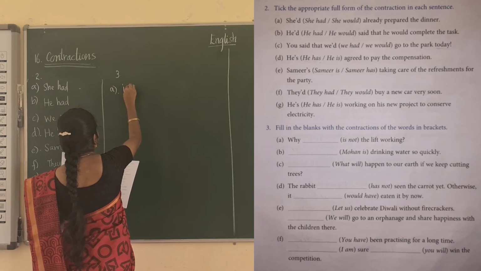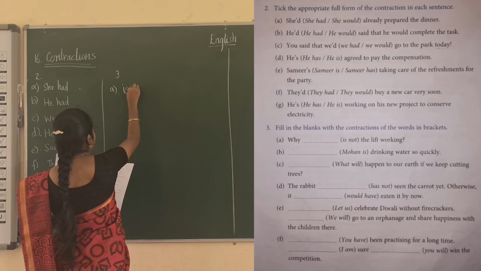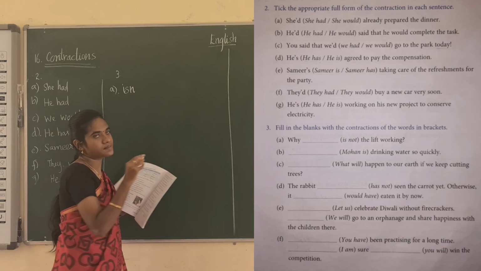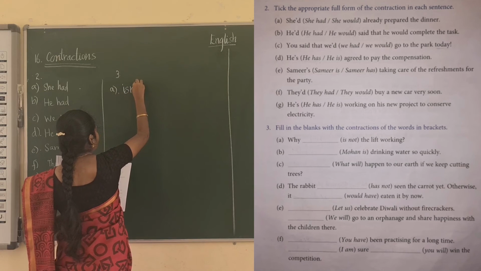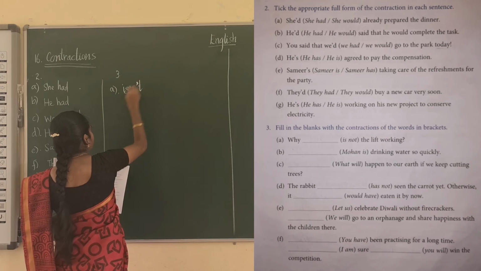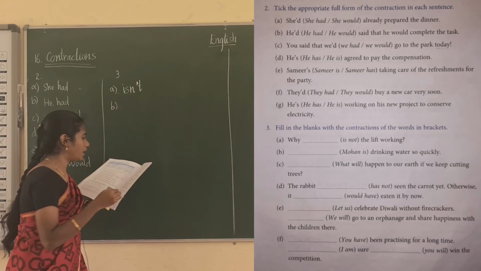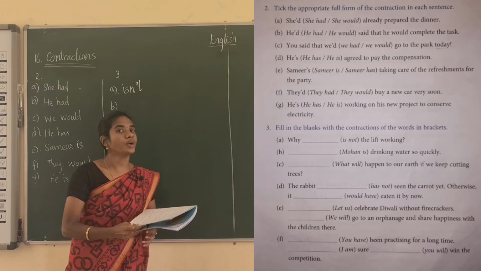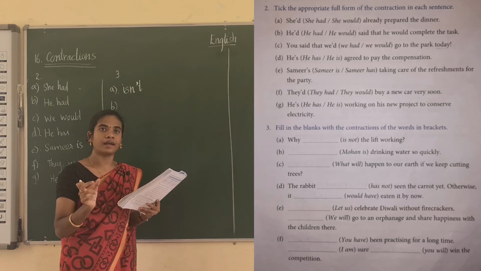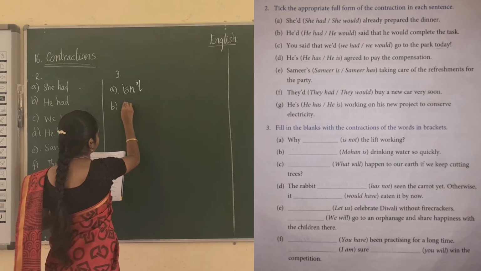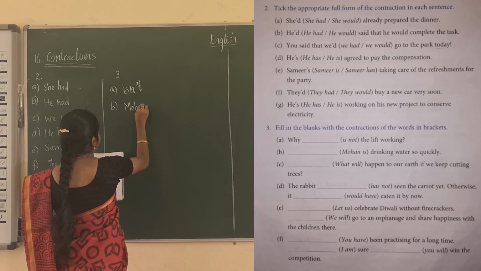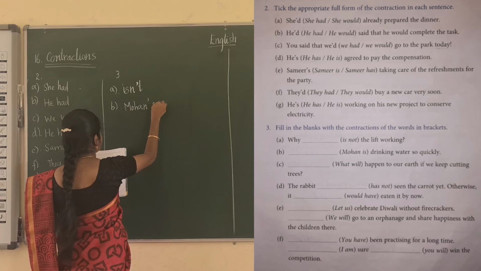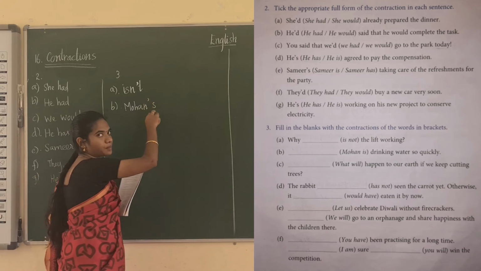Here the N is missing. Here the O, the letter O, is missing. So you have to put the apostrophe, then T. B1, dash drinking water so quickly. Mohan is. Oh, we can contract and write Mohan's. Here S is missing. For the missing letter, we put the apostrophe.